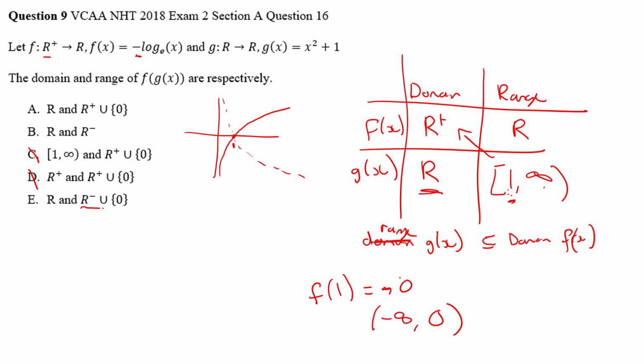That allows me to look at E. E says all negative real numbers inclusive of 0. So my answer has to be E.